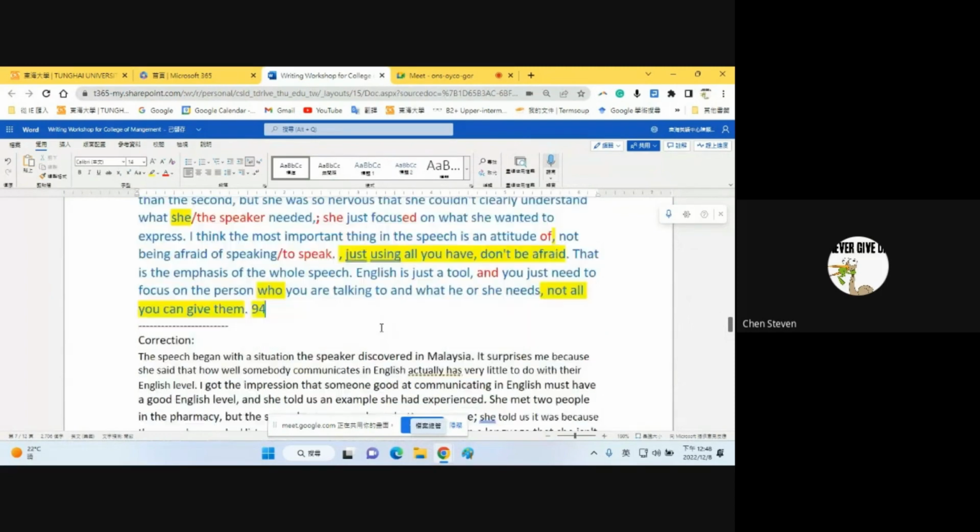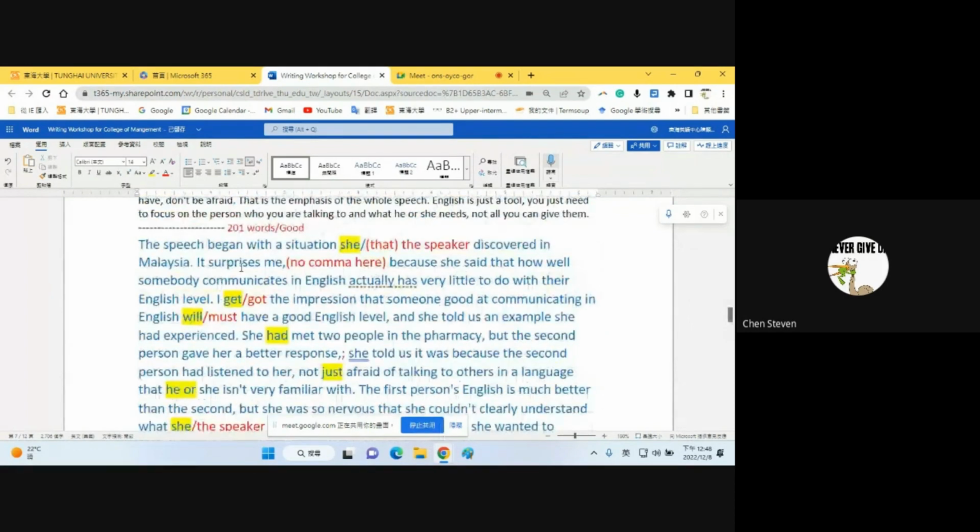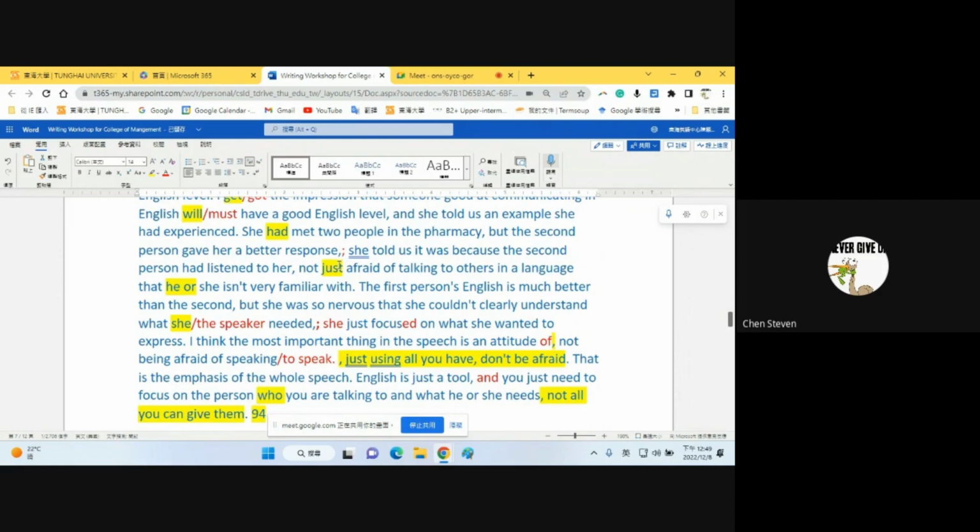So, for example, this one: the speech began with a situation that the speaker discovered in Malaysia. It surprises me. No comma here, because you have a because. She said that how well somebody communicates in English actually has very little to do with their English level. I got the impression that someone good at communicating English must have good English level. And she told us an example she had experienced. She met two people in a pharmacy, but the second person gave her a better response. That should be a semicolon, not just a comma, otherwise it becomes a run-on.